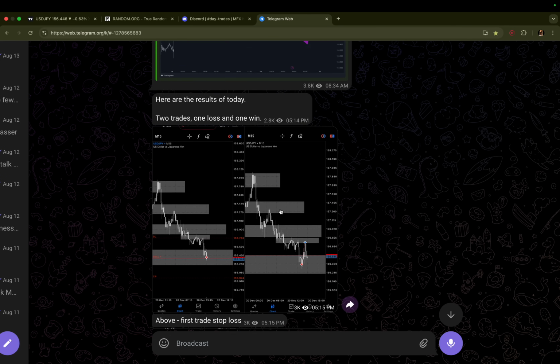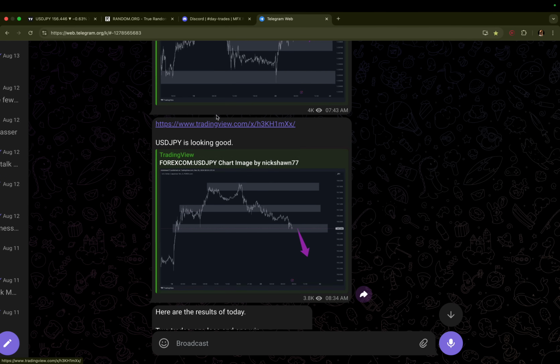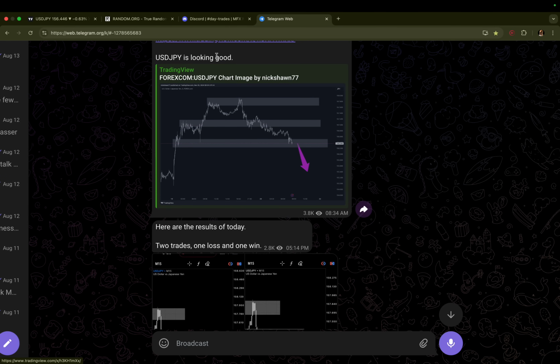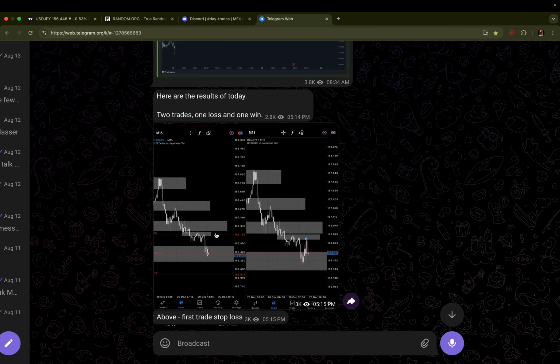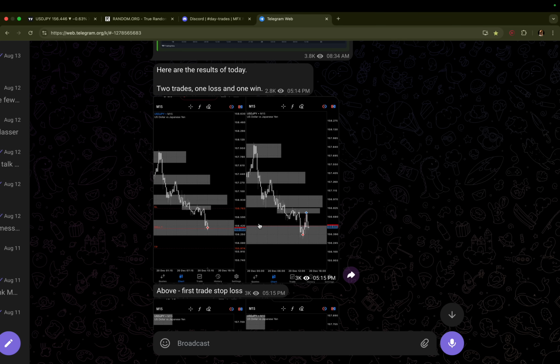That way you can kind of see what it looked like before and after. I share my analysis in the morning. So I'll do some vague stuff like this, like USD JPY is looking good, and I'll put a screenshot of this right here. And then I'll show you what the results were like after I took the trades, right?